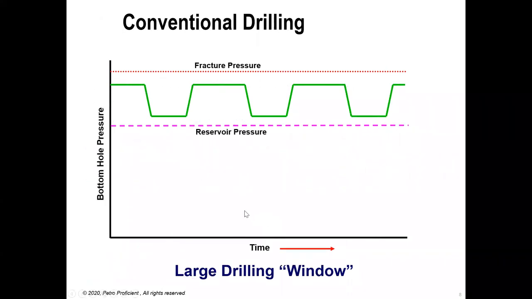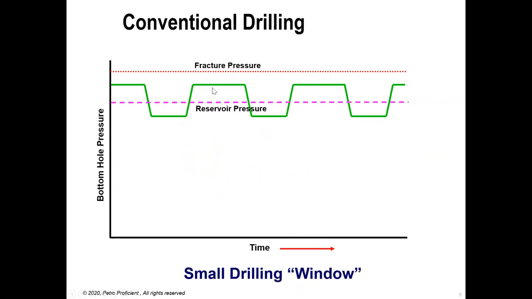So what happens in conventional drilling? The bottom hole pressure in conventional drilling basically moves like this, it fluctuates. Now, if you have a large window between your fracture pressure and your reservoir pressure, then these kinds of fluctuations fall within the window. Why these fluctuations happen is that when you turn your pump off, you lose your friction pressure loss in the annulus. In that way, you are losing certain pressure in your well, and your static mud weight is below your dynamic mud weight. So this is how the drilling operation basically progresses.